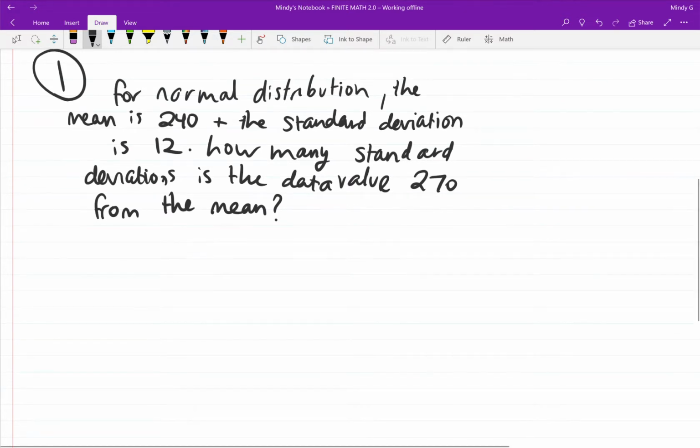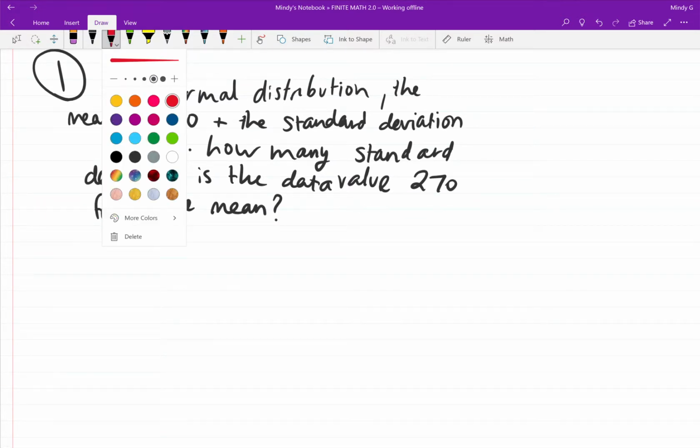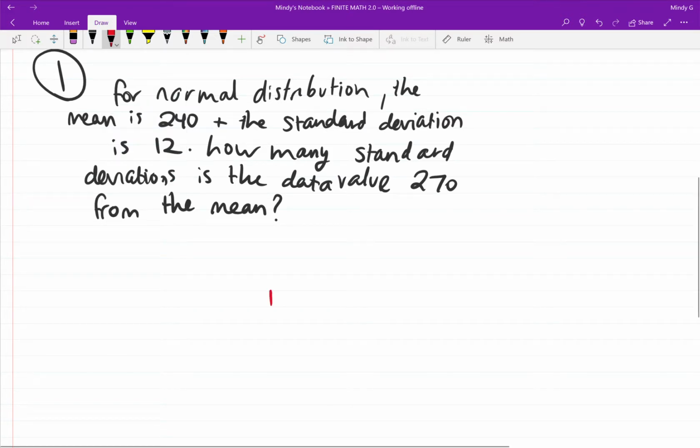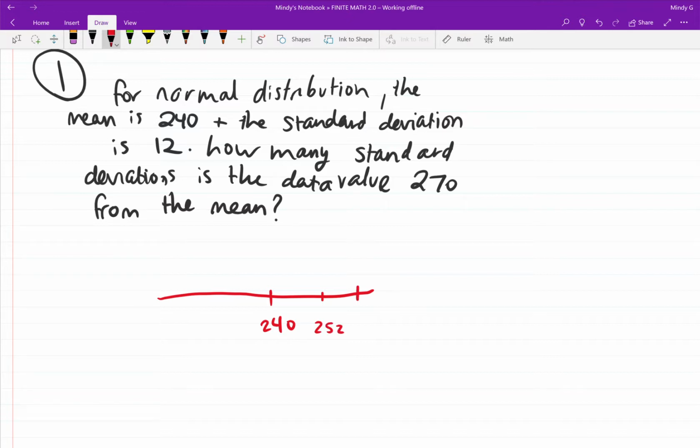Okay, so what we're saying is that the mean, if you think about the bell curve, right, the mean is here at 240. Each standard deviation is 12 points, right? So 1 standard deviation would be 252, right? 2 standard deviations would be 264. Wait. If this is the mean, you don't have to do this to solve the problem. I'm just trying to show you a visual of what's going on.